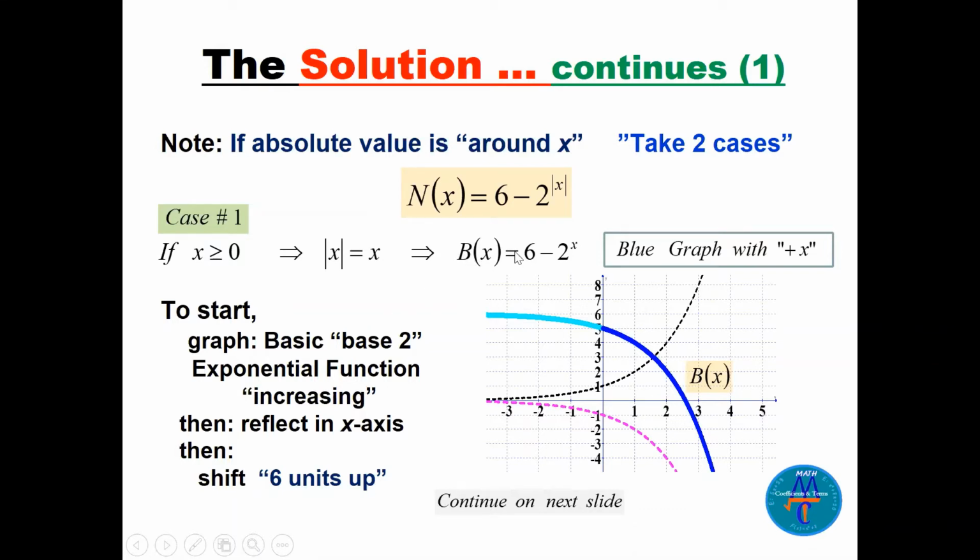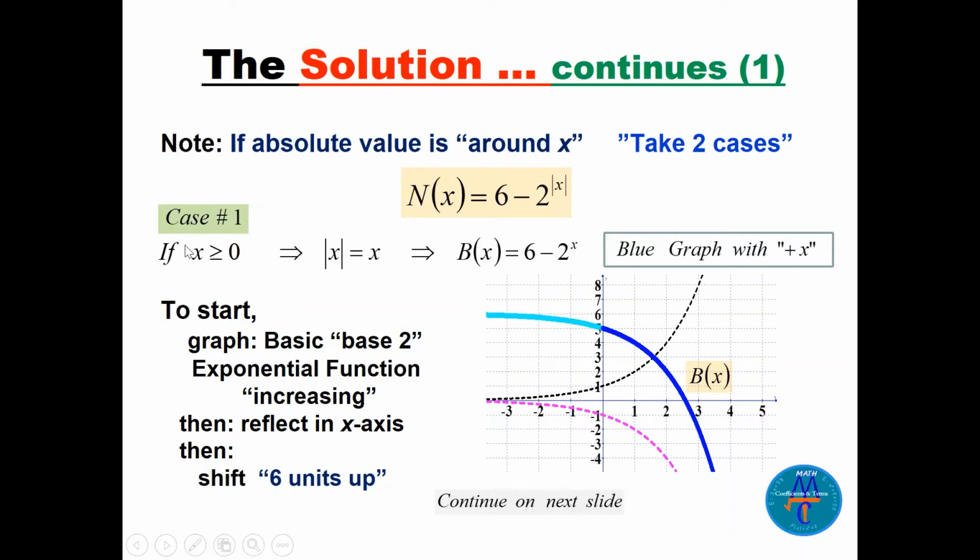All right, so let's start here with the basic, base 2. So that's the increasing one here. See, this is black dashed. And then there is a minus there. So that's a reflection in the x-axis here. You see that? And then we are shifting up 6 units. I put that one here. So this one, the blue one here, all this blue, including this one, this is b of x.